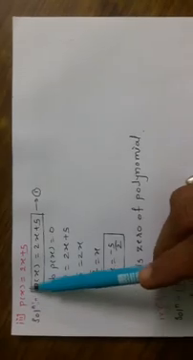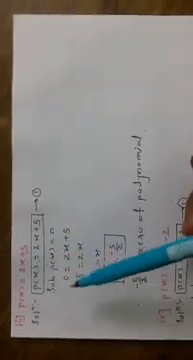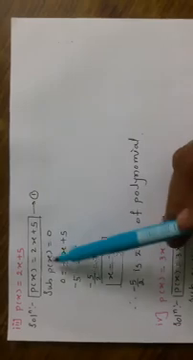Third problem, P of x is equal to 2x plus 5. Again here we have to find the 0 of the polynomial.